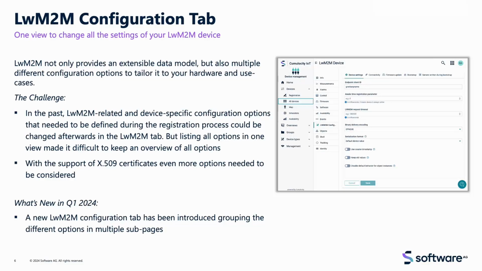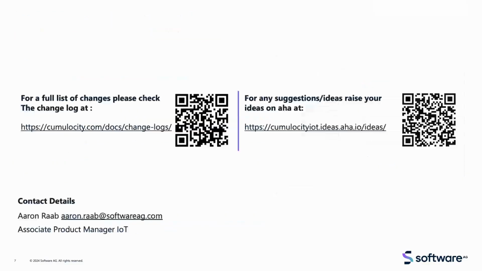As the tab was already quite complex and additional options needed to be covered for the certificates, we decided to create a new Lightweight M2M configuration tab, replacing the old one, where the different options are grouped into 5 different subtabs, making it easier for you to find the options you're looking for.